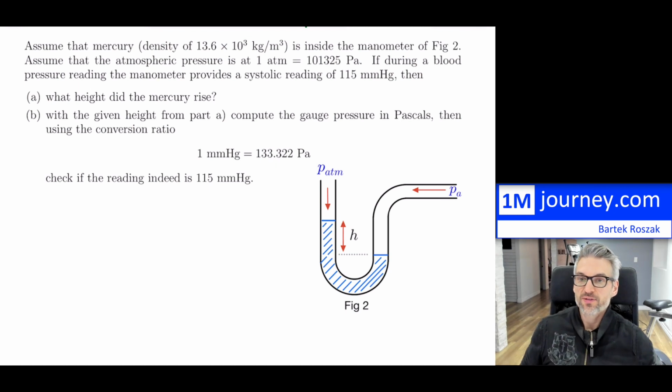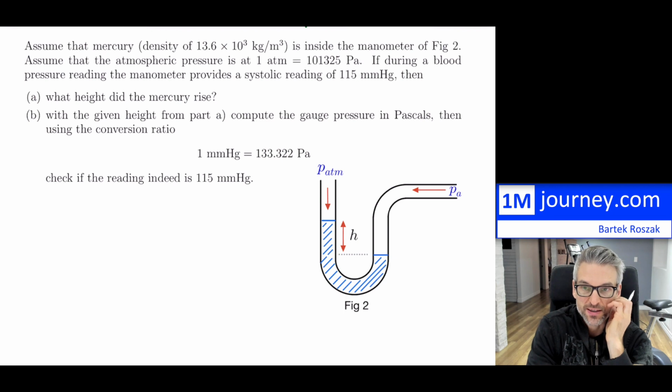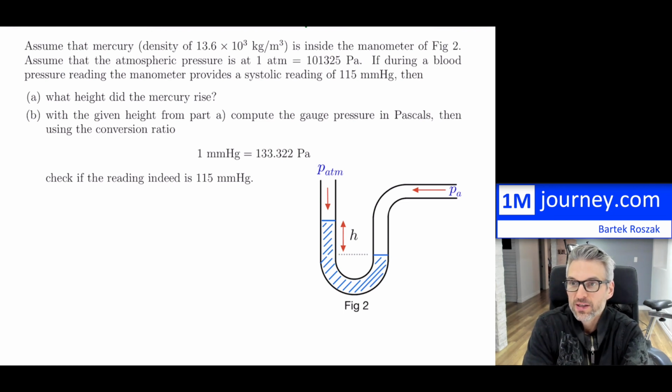Let's look at three pretty neat examples related to pressure in static fluids. So here's the first one. Assume that mercury, which is relatively dense, especially in comparison to water, almost 14 times as dense, is inside the manometer, so that you see there in figure 2. Now assume that the atmospheric pressure is 1 atmosphere.